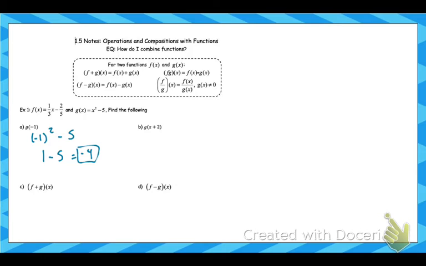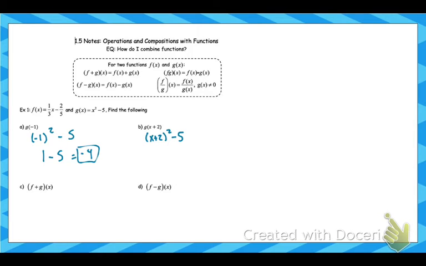But we can replace it again with whatever is in parentheses. So in this case, we're replacing the x with x plus 2. Okay, so it's still going into the x in the g of x function. So this would become x plus 2 squared minus 5.